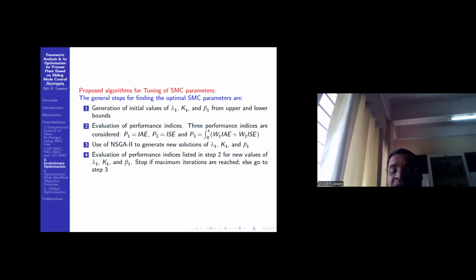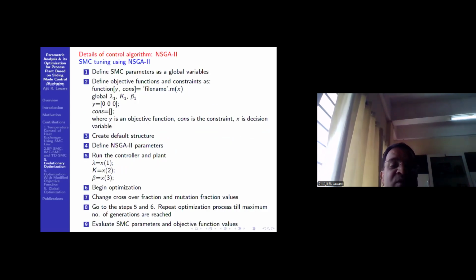Aggregation means IE plus IAC, and weights have been assigned over there. W1 and W2 are the weights, the generalized weights. So you will have to evaluate as per the number of iterations. So these are the details of the control algorithm NSGA2.